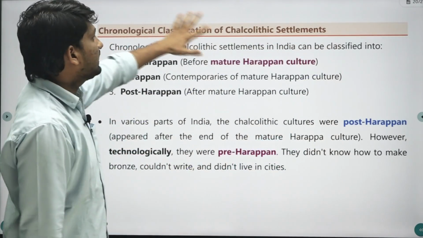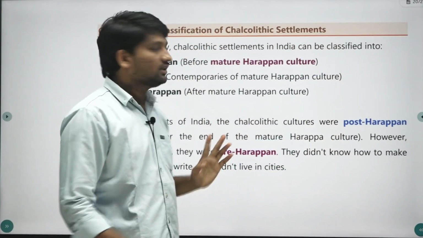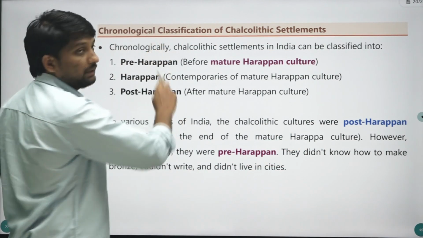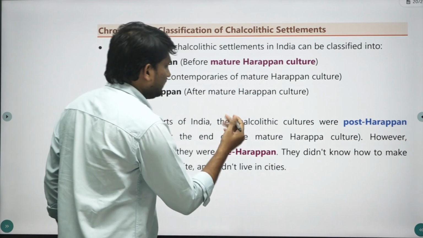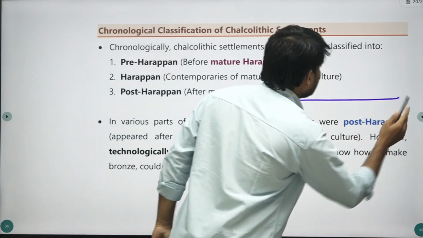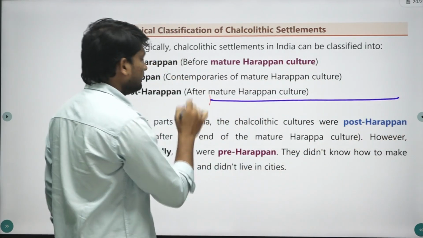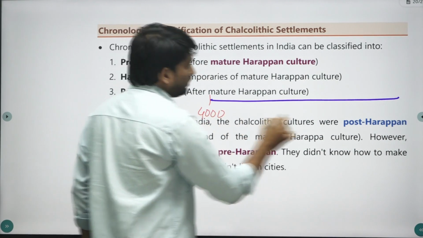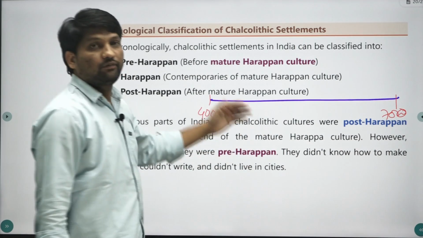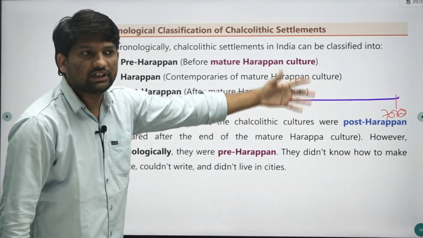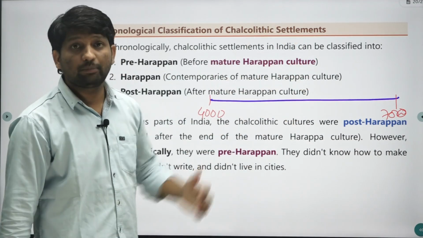If you chronologically classify these Chalcolithic settlements, we have seen the Paleolithic, Mesolithic and Neolithic phases. Similarly, the Chalcolithic spans from 4000 to 700 BC. During this period, from 4000 to 700 BC, different cultures existed in different parts of India.